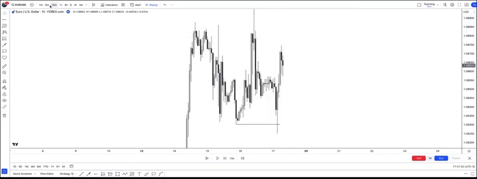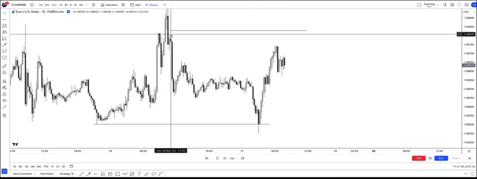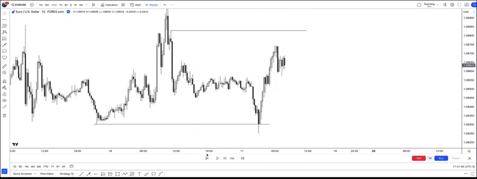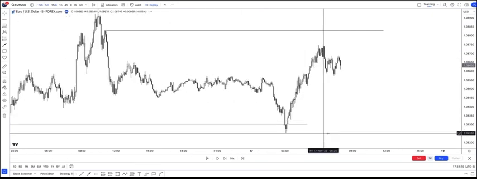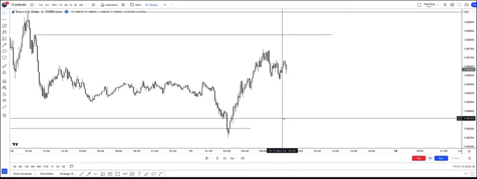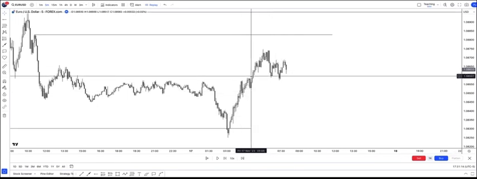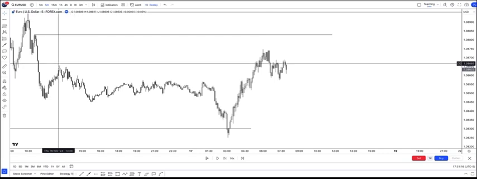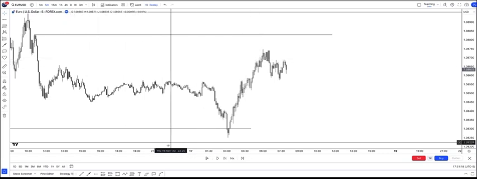Get rid of this red box. So we got this inducement high marked out. You can see that's where price is now engineering liquidity. Go to the 5-minute. Okay, so look how we go long and we take out these highs to the left-hand side.